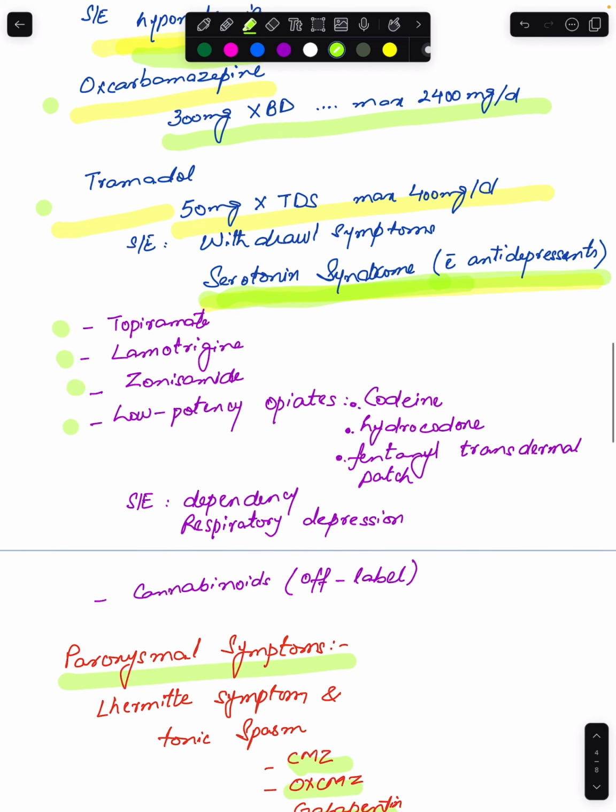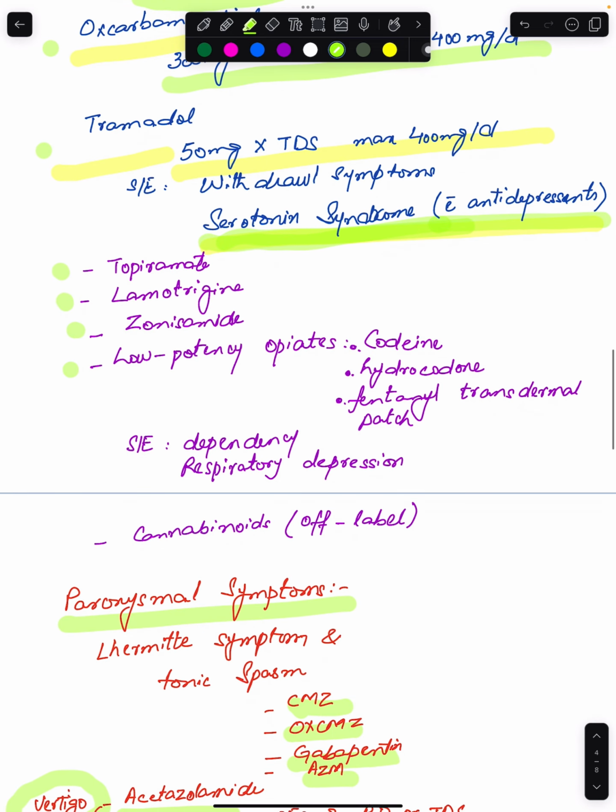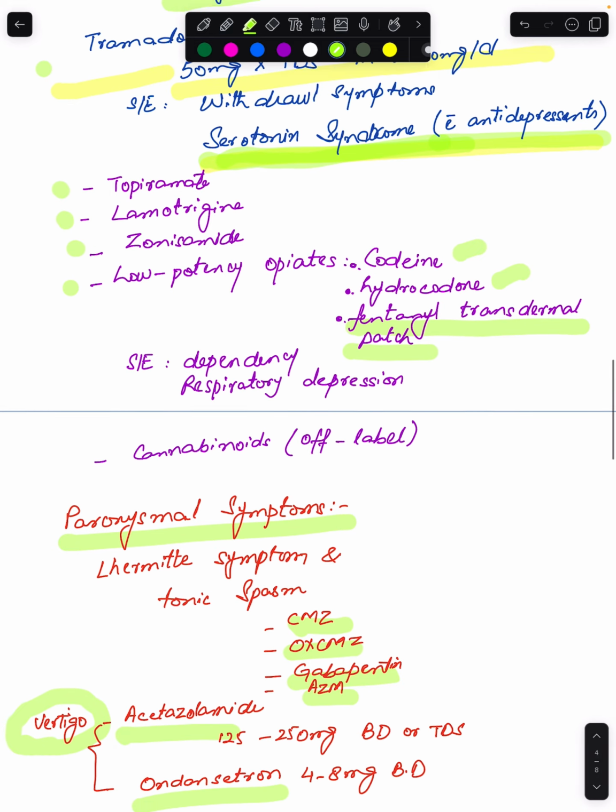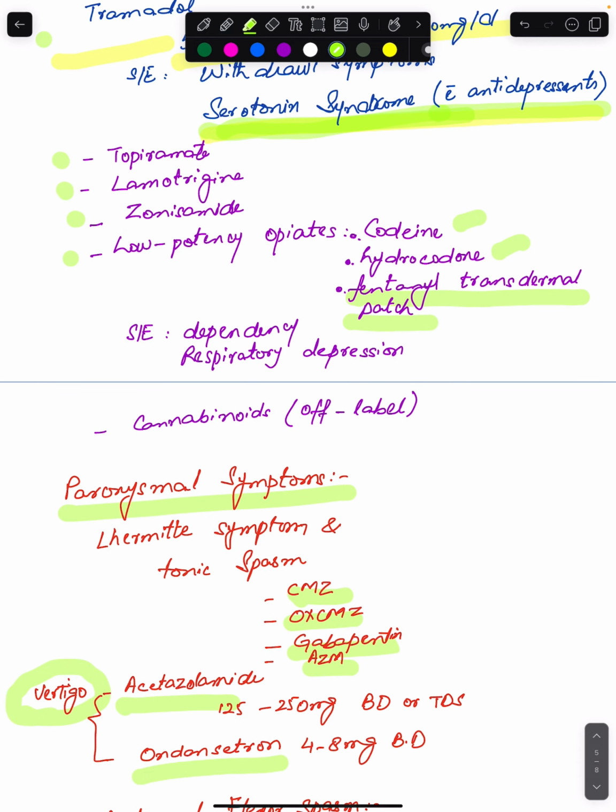The other options are topiramate, lamotrigine, zonisamide, and low potency opioids such as codeine, hydrocodone. If the pain is persistent, we can also try fentanyl transdermal patch. The side effects of opioids include dependency and respiratory depression. Off-label cannabinoids can also be used.